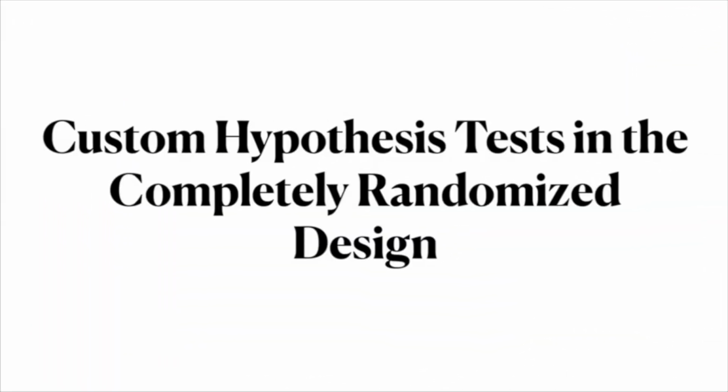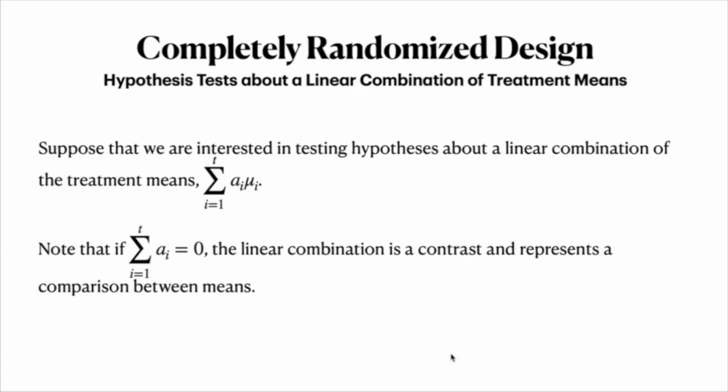In this lecture video, we are going to look at custom hypothesis tests in the context of a completely randomized design. Now, we've looked at how to perform the overall analysis of variance for the completely randomized design, and you'll recall that the ANOVA tests the null hypothesis that the treatment means are all equal against the alternative hypothesis that at least one of the treatment means is different than the others.